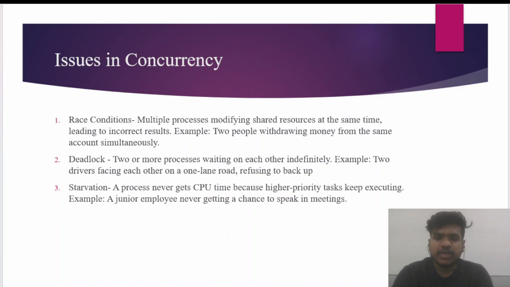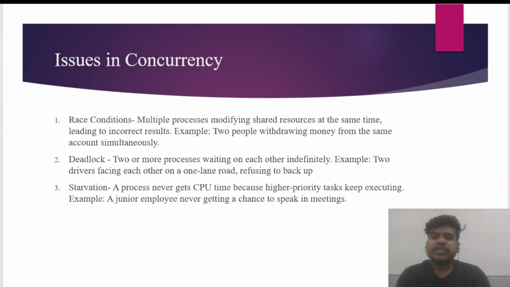There are two processes trying to modify a shared resource. For example, there are processes A and B, and they both are trying to modify a shared resource C at the same time, then it will definitely lead to an incorrect result. An example is two bank transactions withdrawing money at the same time from the same account.